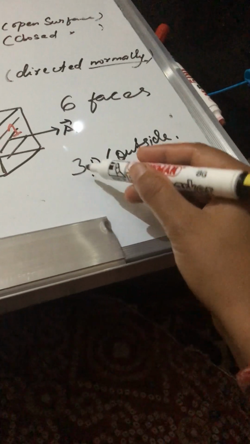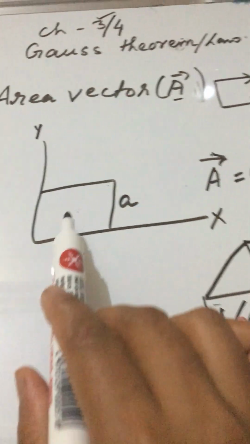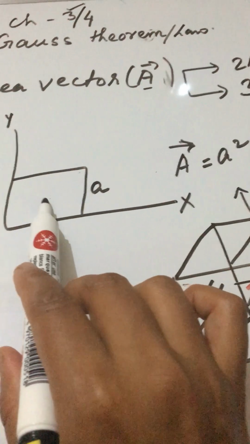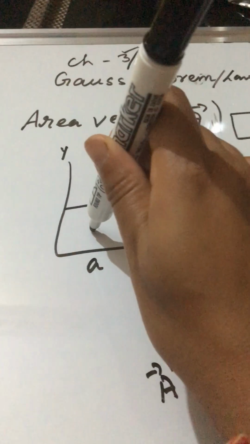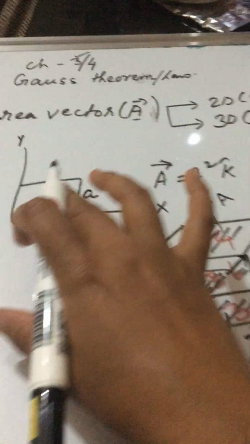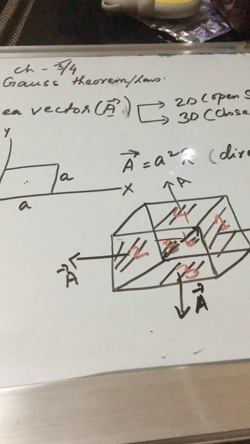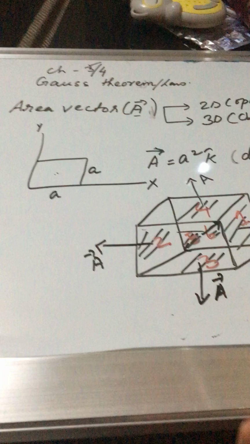So when it is a 3D surface, that is, a closed surface, always take the area vector which is normal, pointing outside. For a plane, for 2-dimensional, it can be normal, it can be outward also, it can be inward also. That depends upon the situation. Clear? Shall I take another closed surface?